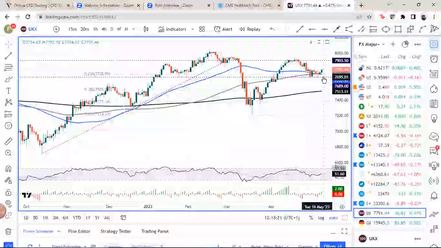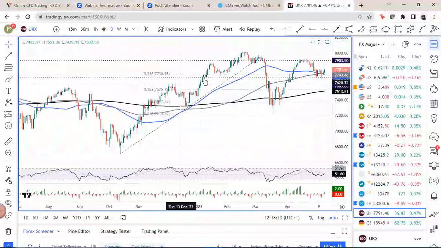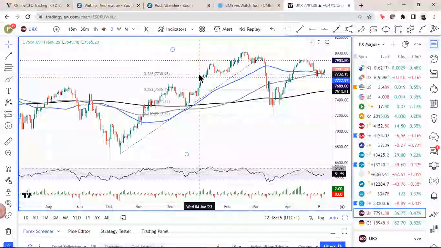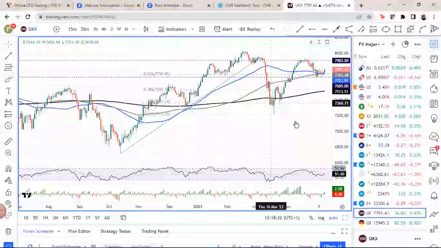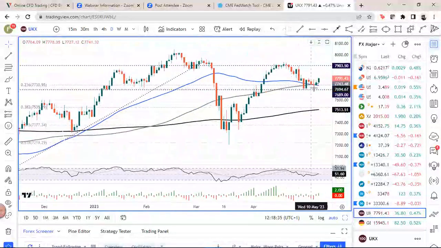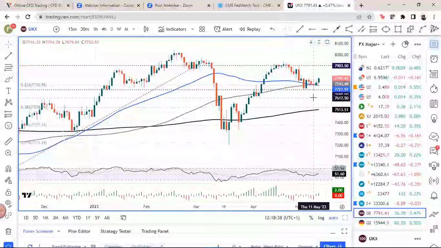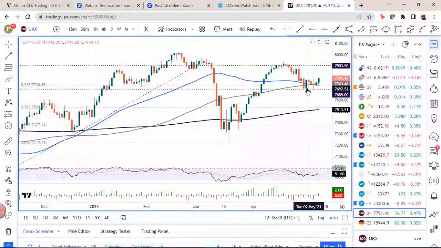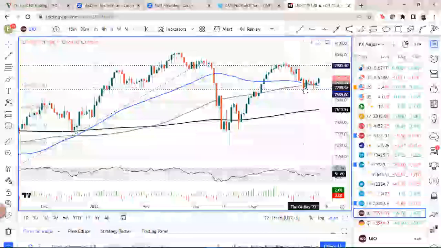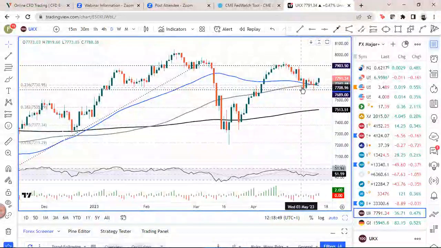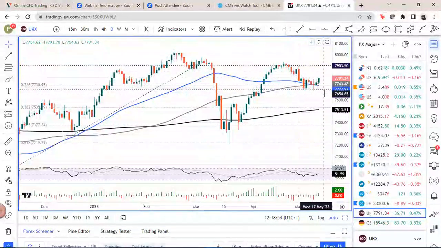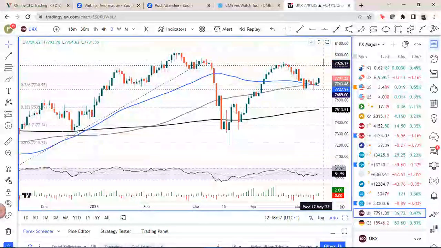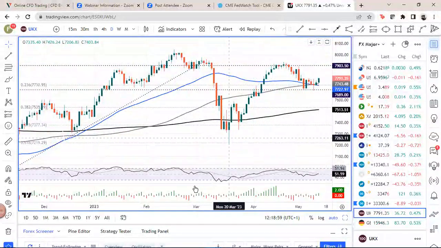We're just moving above those now, acting as support, as well as a minor fib level of the October rally at 7,730. So decent levels of support, a zone of support if you like, and we're just moving higher. If we can push above probably 7,800, and we're close to that, then we can look again at 7,900 on the FTSE 100.